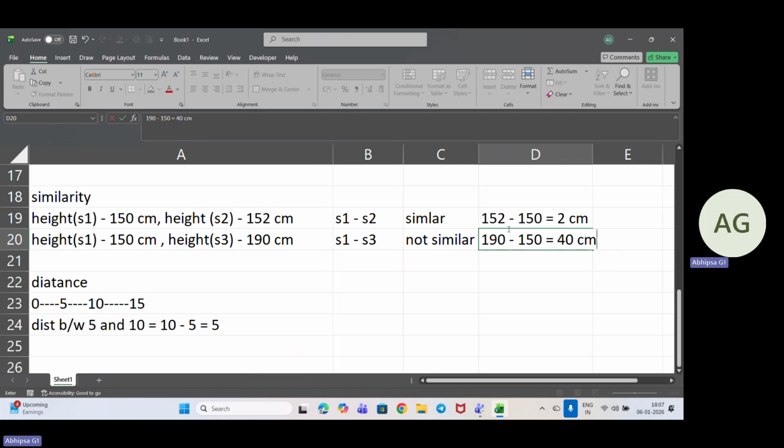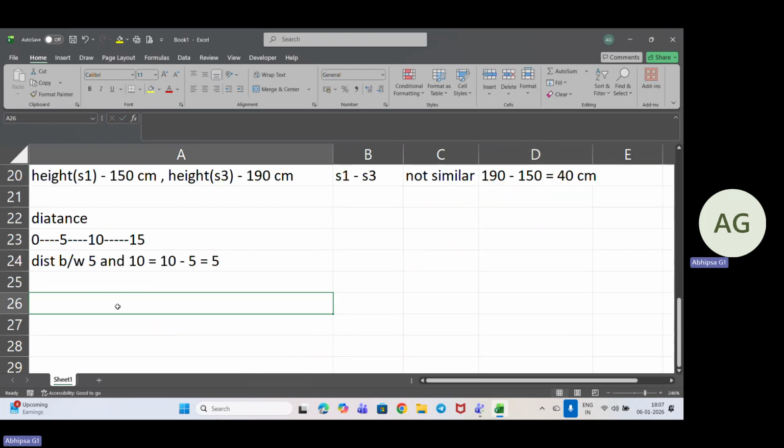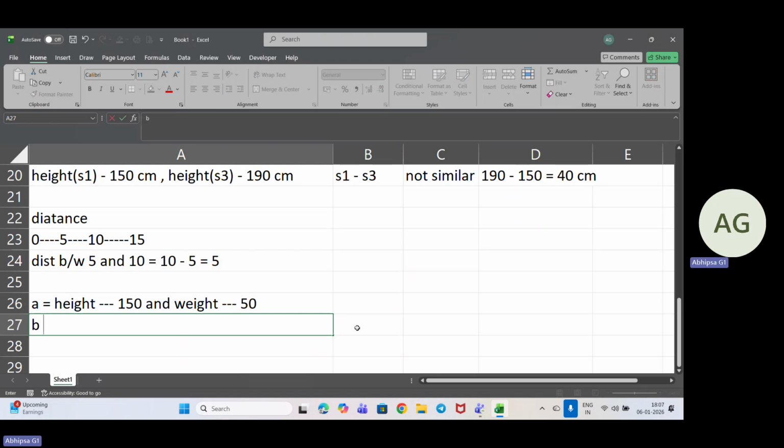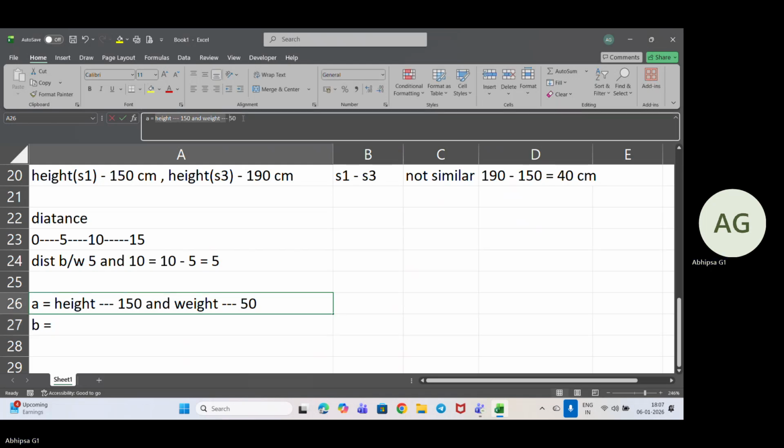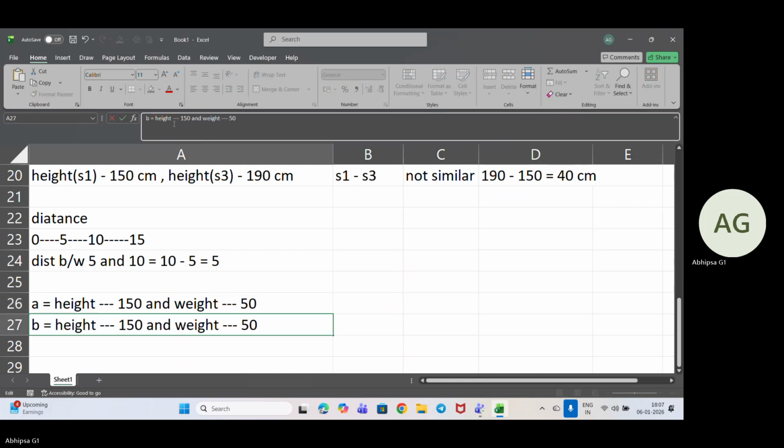Okay. So now I want to understand distance in real data. Suppose I am taking student A with a height of 150 and a weight of 50. Okay. This is for student A. Now I have a student B as well. For them, the height is suppose changing to 152 and the weight is changing to 52.